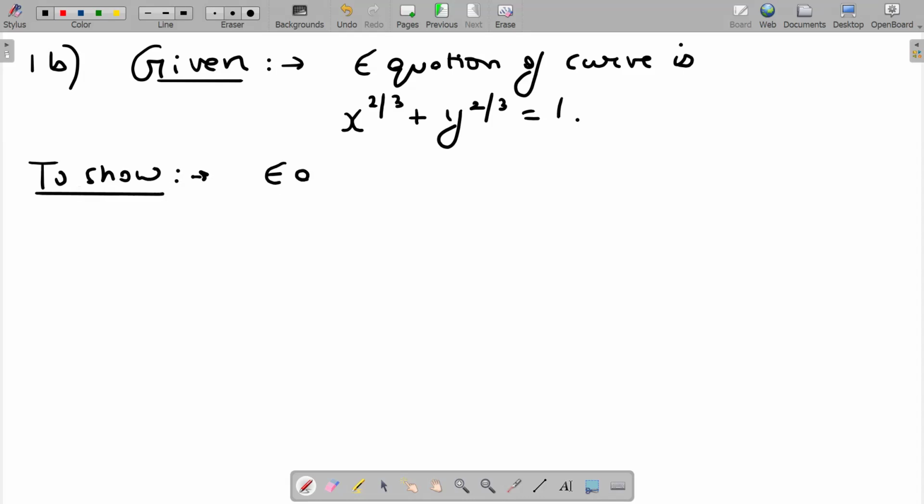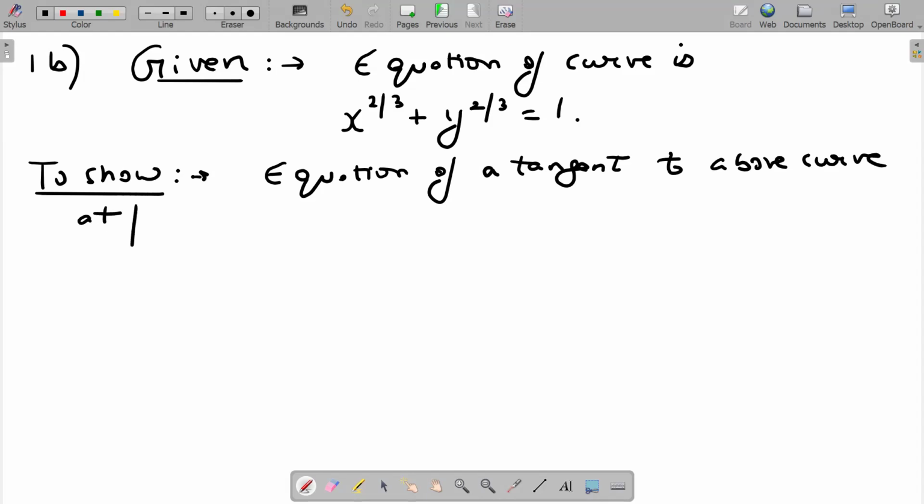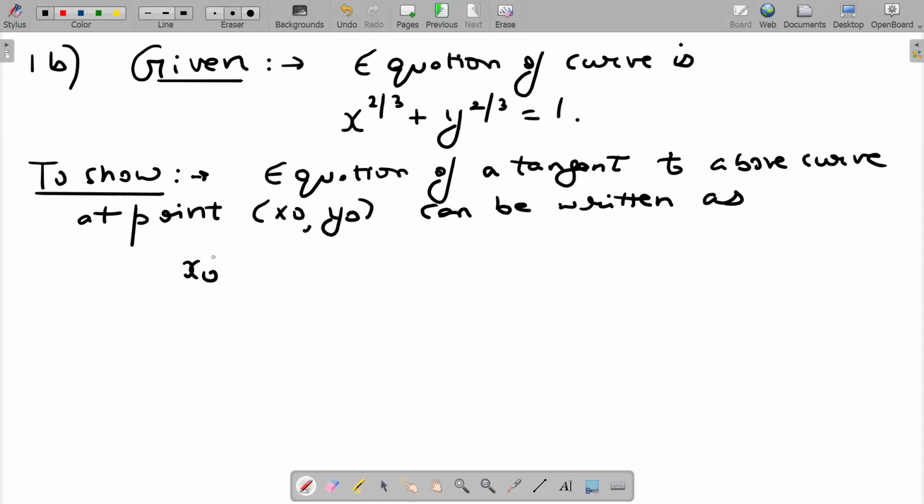that the equation of a tangent, we need to show that the equation of a tangent to the above curve at the point x0, y0 can be written as x0 to the power negative 1/3 x plus y0 to the power negative 1/3 y equal to 1. That's the first thing I need to show.